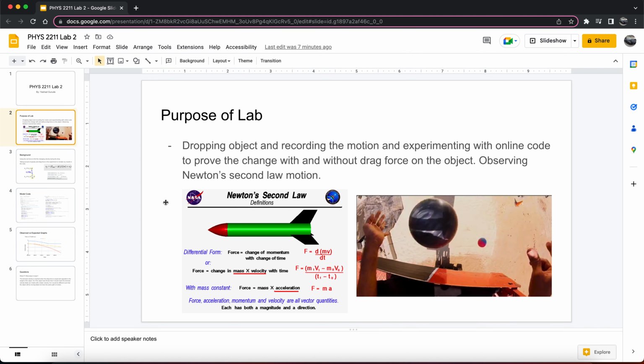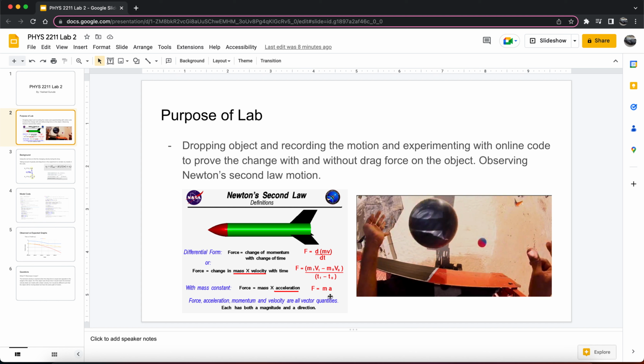So the purpose of this lab was to drop an object and record the motion of the object, and experiment with online code to show the change with and without drag force on the object, as well as observing Newton's second law of motion. So basically I just dropped a can in my room. It was very light, and as you can see in the pictures, this is Newton's second law, so force equals change in momentum over change in time.